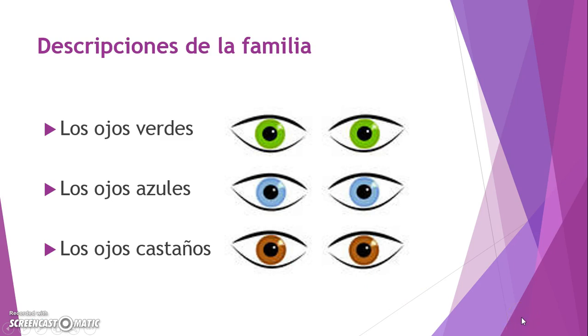Okay, and then lastly, we have unas pequeñas descripciones de la familia. If you want to describe members of your family, here are some ejemplos, so you can do that. If you have someone, un miembro de la familia que tiene green eyes, you can say that they have los ojos verdes, green eyes. If you have blue eyes, like myself, you can say los ojos azules. And if you have brown eyes, you can say los ojos castaños. Okay, so those are descriptions you can use for la familia.